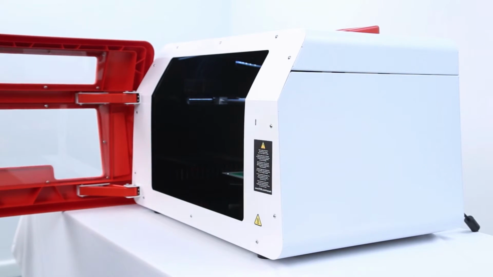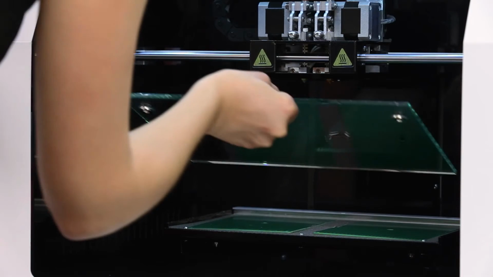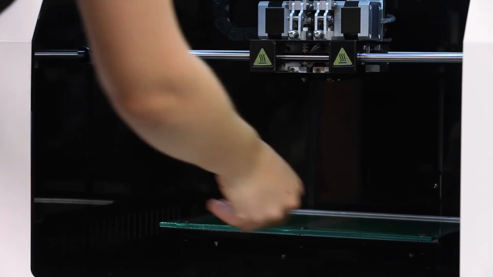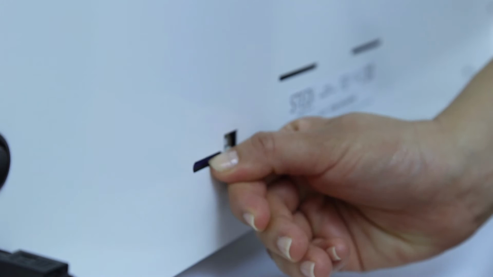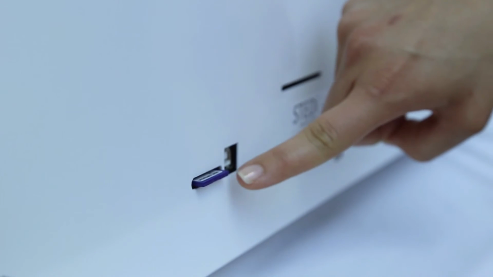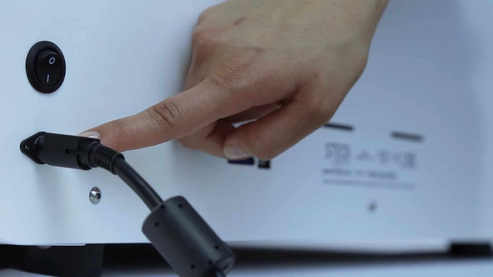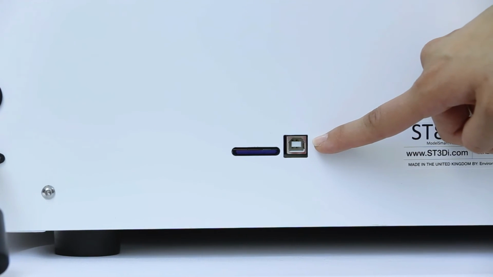Insert the glass bed onto the print bed area at an angle, and then lower it onto the magnets at the front to secure. Ensure the SD card is in the back of the printer, and to remove, just press to release. Connect the power cable, and if you wish to print via a PC, connect to the USB port.